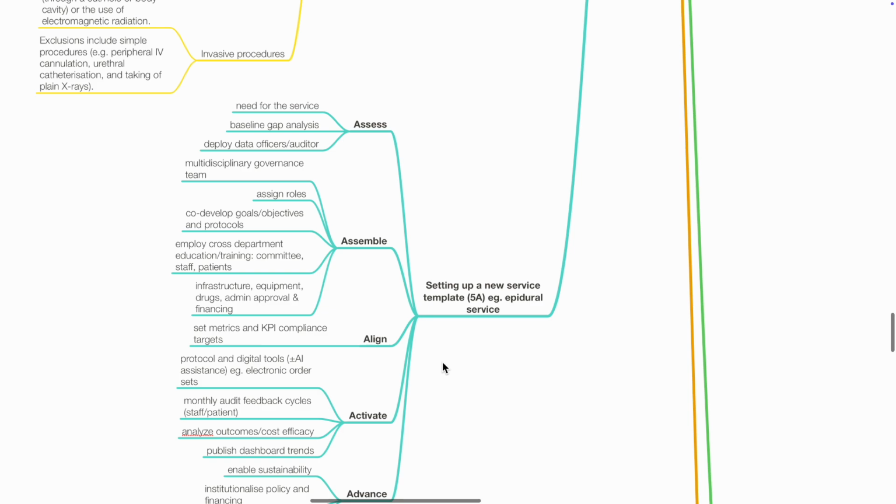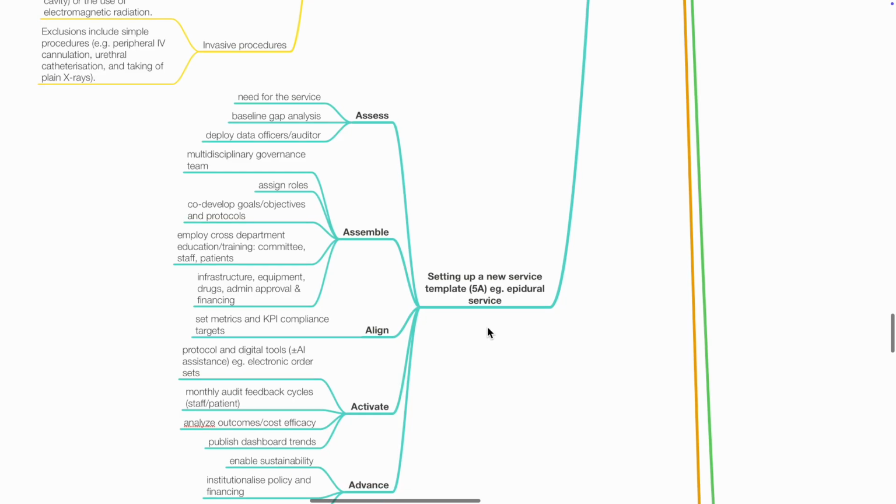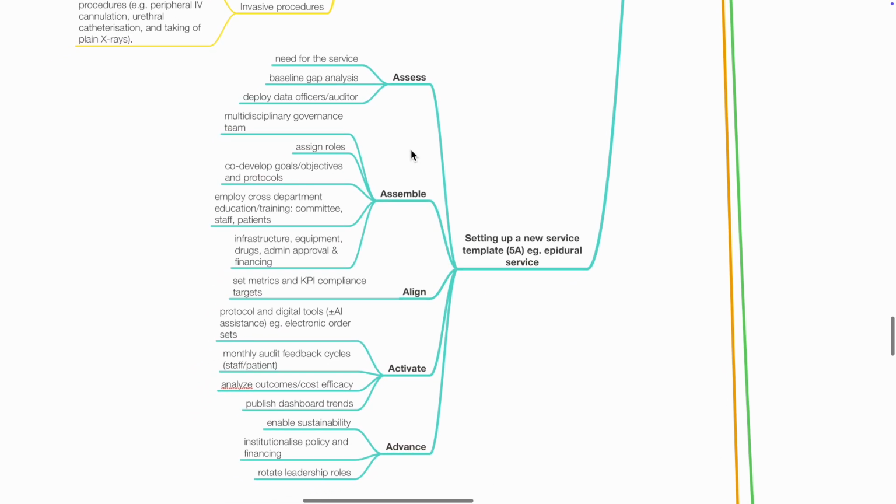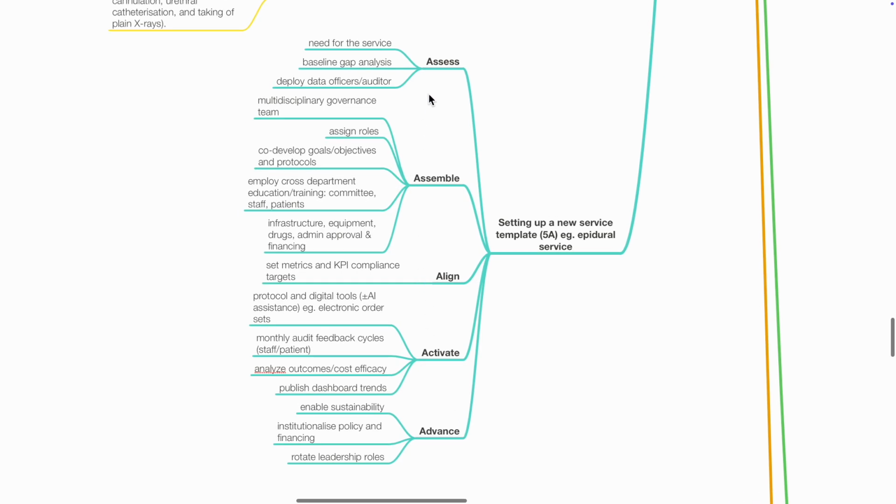Setting up a new service template, for example for an epidural service, a mnemonic is 5A: assess, assemble, align, activate, and advance. First, assess the need for the service, baseline gap analysis, and deploy data officers and auditors. Assemble a multidisciplinary governance team and assign roles, co-develop goals, objectives and protocols, employ cross-department education and training, set up committee staff and involve patients, planning for infrastructure, equipment, drugs, administration approval and financing.